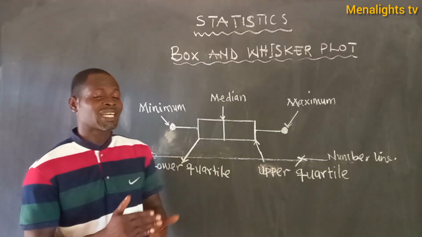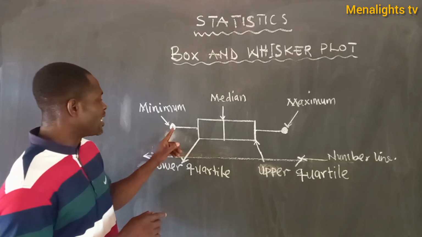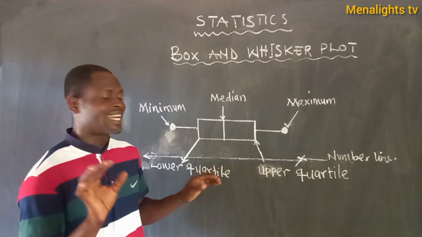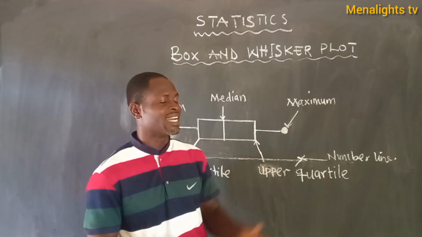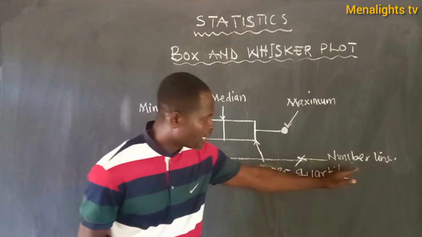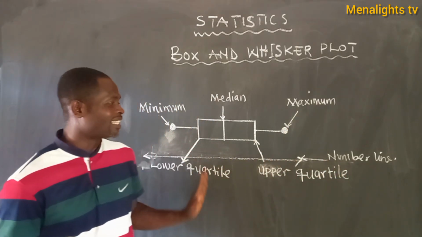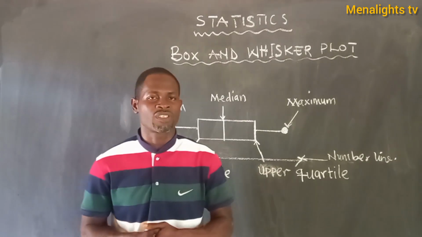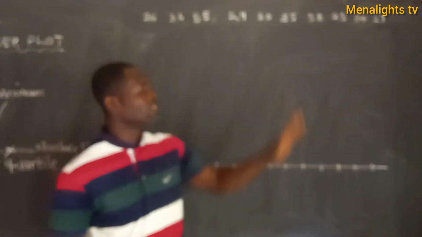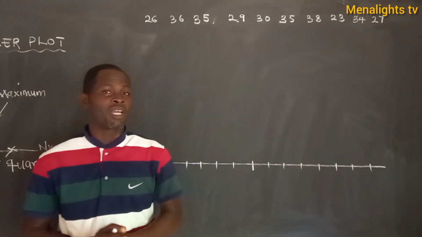Then the set of data that is being given to you. The smallest number there is the minimum. Then the highest number is the maximum. Then definitely you draw it in a number line as box and whisker plot. I'm going to use this set of data to help us draw the box and whisker plot.